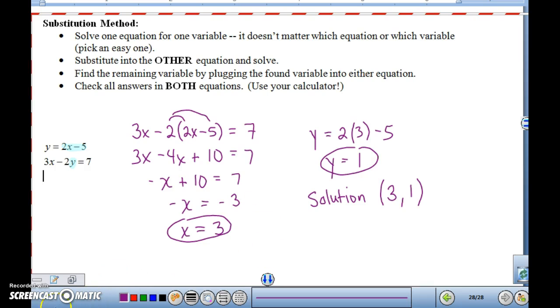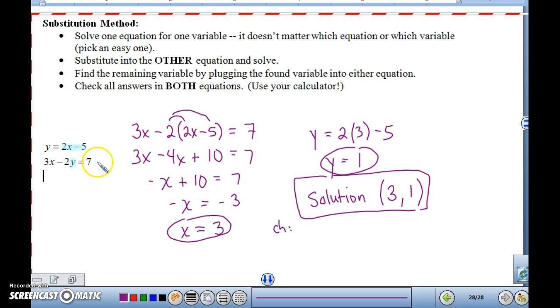Now, the last step is very important as well. Always check in both equations. You can do it on your calculator, that's perfectly fine, but you have to know that it has to work for both equations. So if I'm going to check my solution of 3, 1, here's what I would put on my paper and what I would put in my calculator.